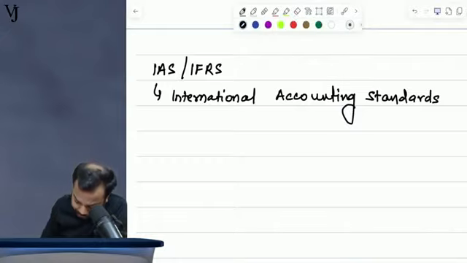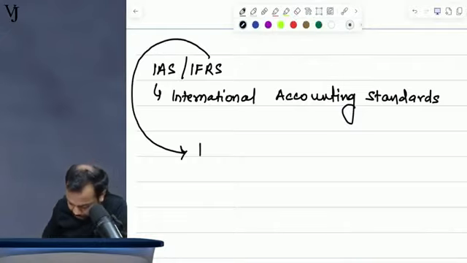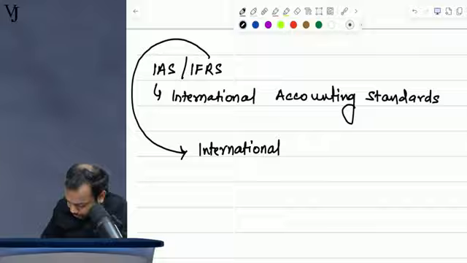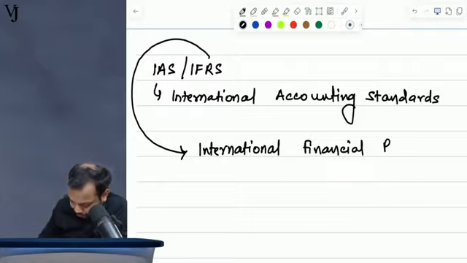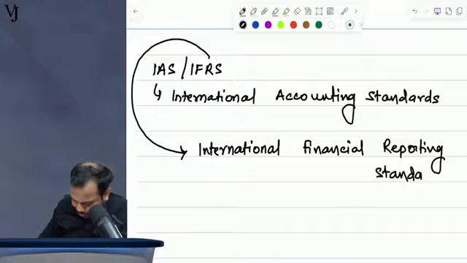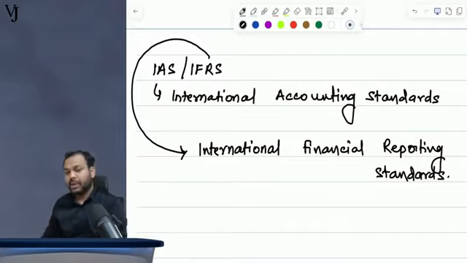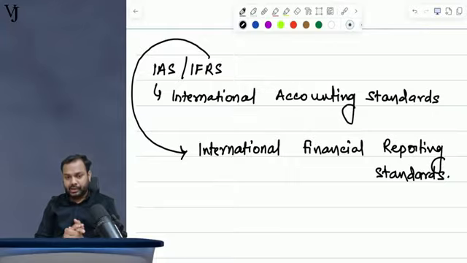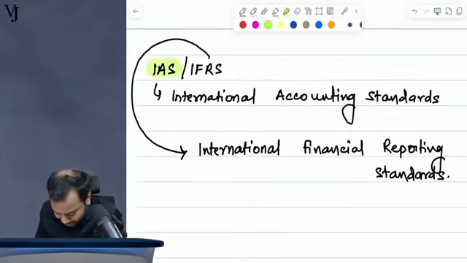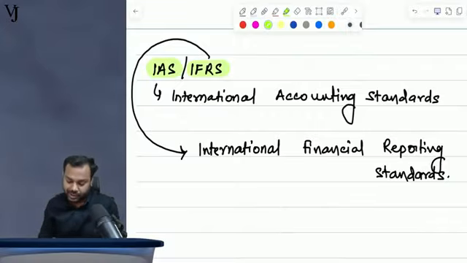IFRS means International Financial Reporting Standards. Okay, so this is the full form. Now let us understand the meaning and the difference of IAS and IFRS.